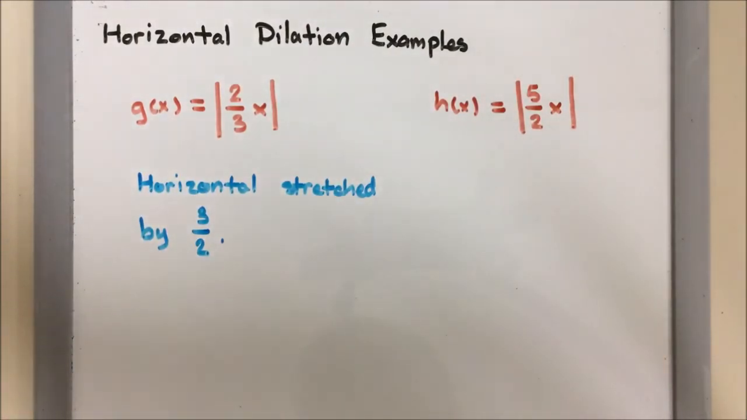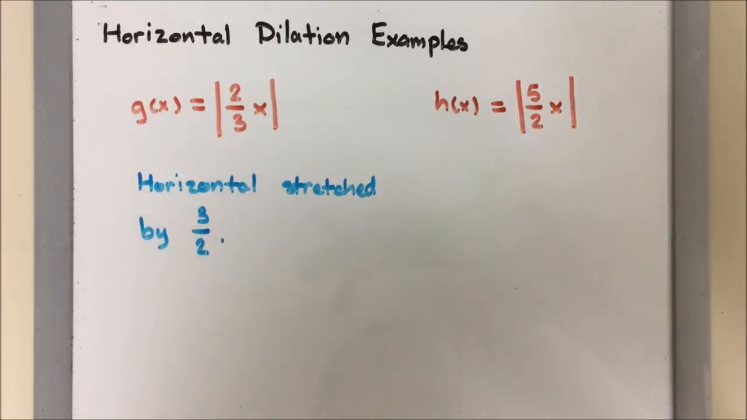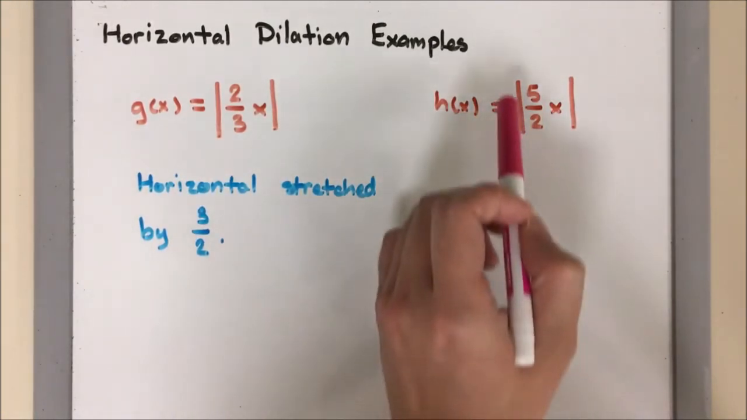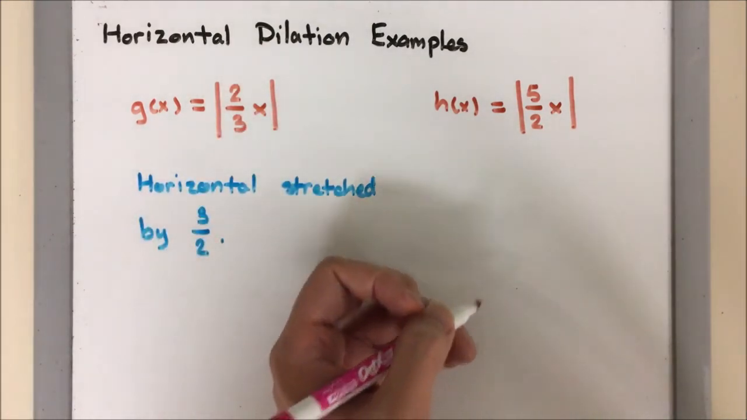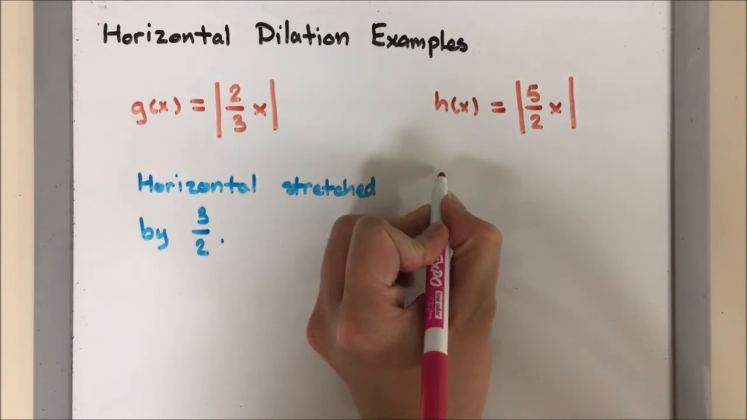So I'm going to do the same thing over here. Now in the second example, we have h of x equals the absolute value of 5 over 2 times x. So earlier I did an example with 5 over 2. That is equivalent to 2.5, meaning more than 1. So this is going to be a horizontal compress. So let me write that first.